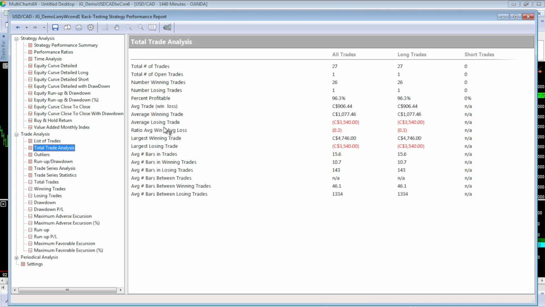And total trade analysis, we made 27 trades. 26 out of those 27 were winners, which gives us a 96% win rate with a huge average trade of $906. There's our largest losing trade, which is our stop loss at 350 pips.